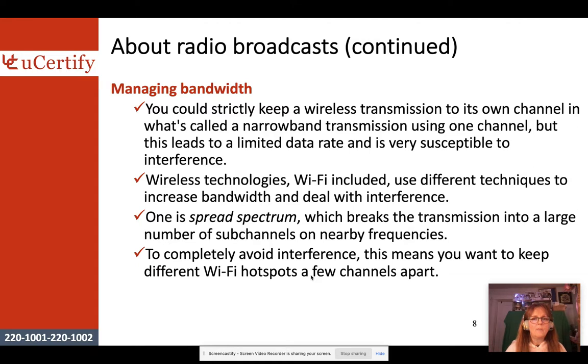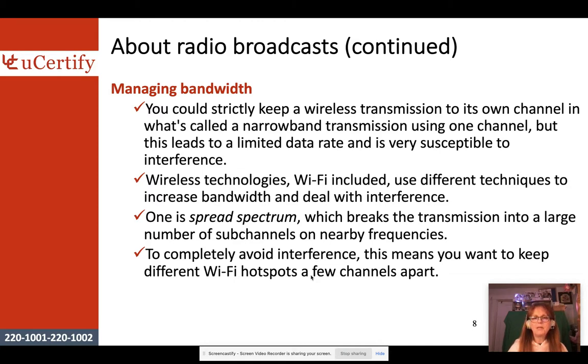in the water. Most wireless technologies, including Wi-Fi, use different techniques to increase bandwidth and deal with interference so that you don't have the problems that you would have with narrowband transmission. And one of them is called spread spectrum. What spread spectrum does is it breaks the transmission into a large number of sub-channels on nearby frequencies. To completely avoid interference, this means you want to keep different Wi-Fi hotspots a few channels apart. So the way spread spectrum works is your Wi-Fi will have a channel or two that it works on.